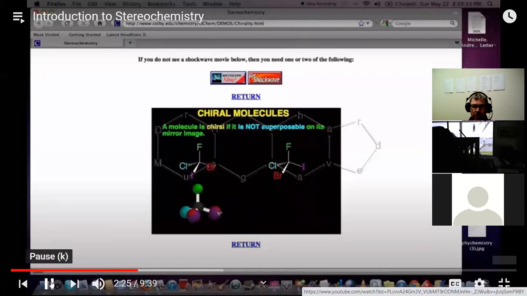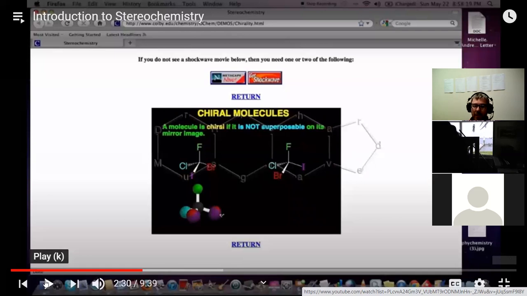The reds and the purple ones, the bromine and the iodine, won't match. They won't match up. So the rule is if you've got 4 different things attached to a carbon, if you attempt to take a mirror image, you won't be able to take those molecules and line them up with each other. There's no possible way. So that's what we mean by a chiral molecule.